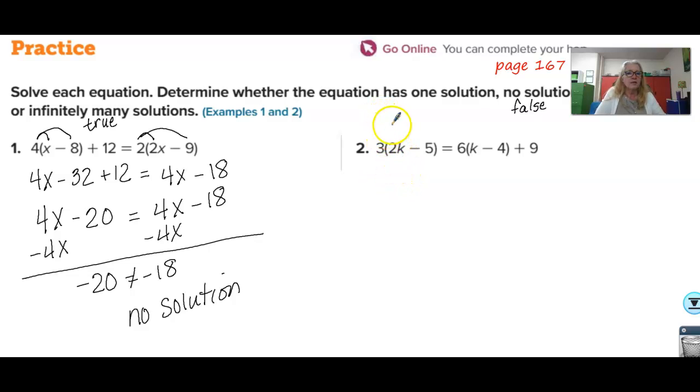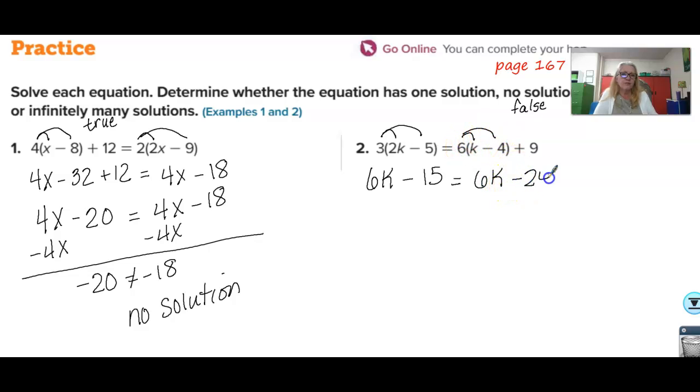This one, we want to get rid of parentheses first. So we're going to distribute, distribute, distribute, distribute. 3 times 2k is 6k. And 3 times negative 5 is negative 15. 6 times k is 6k. 6 times negative 4 is negative 24 plus 9. Now we need to combine like terms. We've got a negative 24 and a positive 9 here.